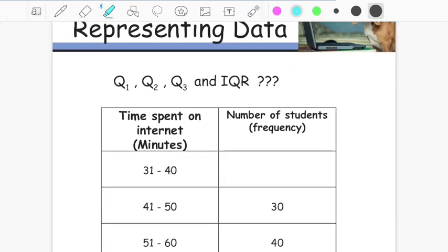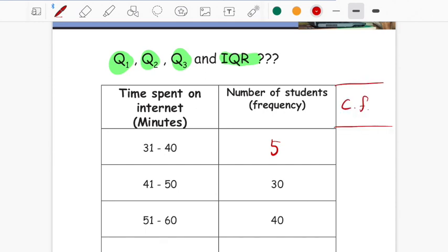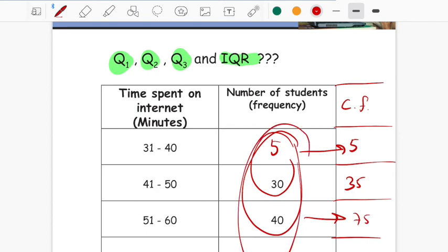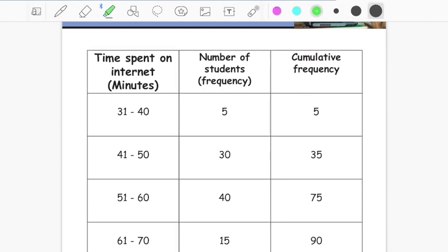All right, let's see this. Now here is the fun part. How do you find Q1, Q2, Q3, and IQR? All right. This is 5. You make another table called CF, cumulative frequency. Then just fill this in. 5, and add these 2, you get 35. Add these 3, you get 75, and then add them all. So here I made another table. I call this cumulative frequency.